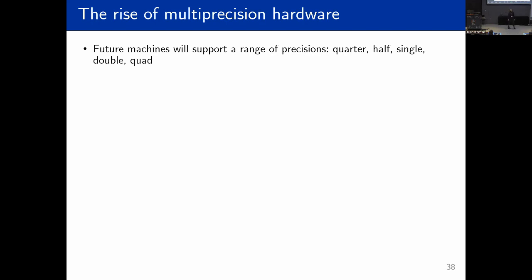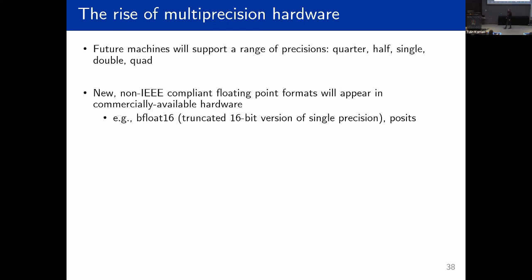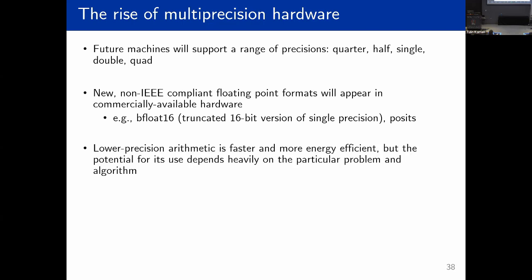Okay, all right, so to sum up, we know current machines already support a range of hardware precisions. This is only going to expand in the future, in the near future anyway. And we're already seeing new non-IEEE compliant floating point formats. One example is bfloat16. Another example, in the new NVIDIA H100, is the FP8 format, which is kind of dynamic. People are also getting into, maybe, posits. Maybe everyone will be using posits. I don't know.